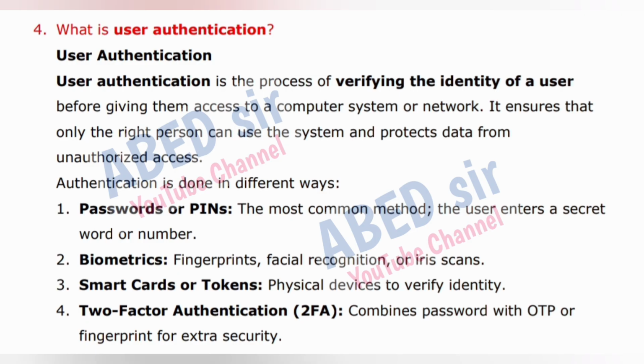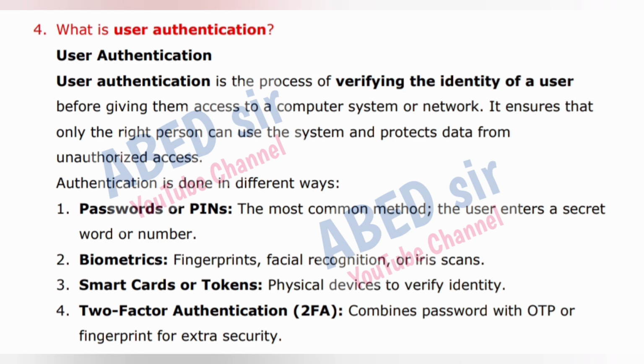User authentication is the process of verifying the identity of a user before giving them access to a computer system or network. It ensures that only the right person can use the system and protects data from unauthorized access. Authentication is done in different ways. 1. Passwords or PINs. The most common method, the user enters a secret word or number. 2. Biometrics, fingerprints, facial recognition, or iris scans.